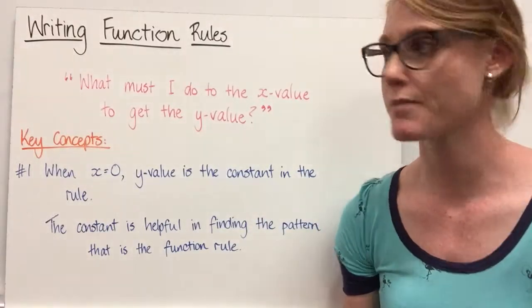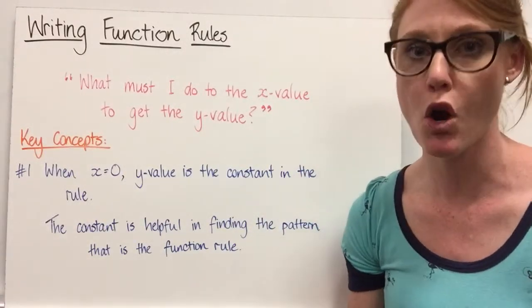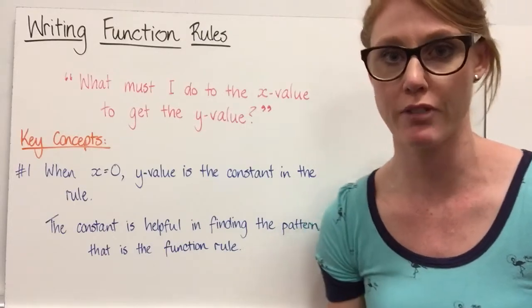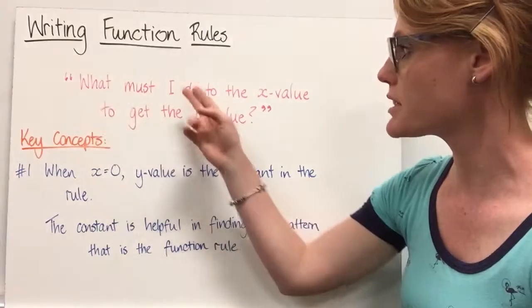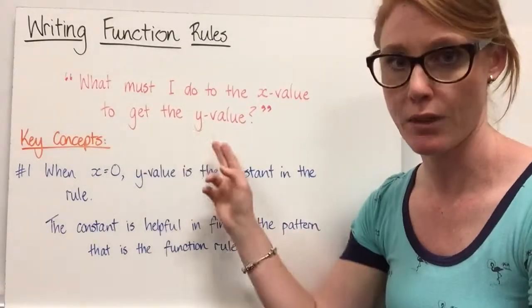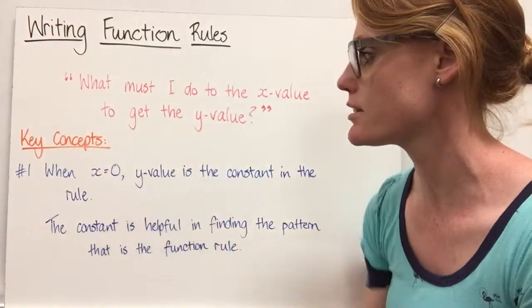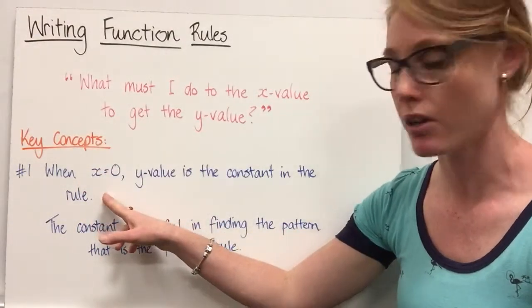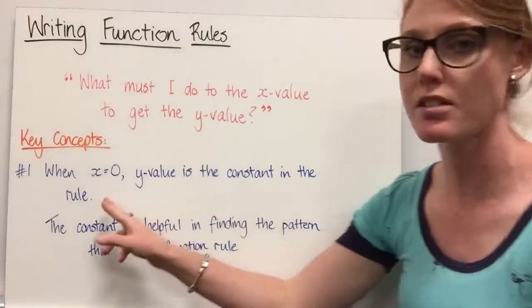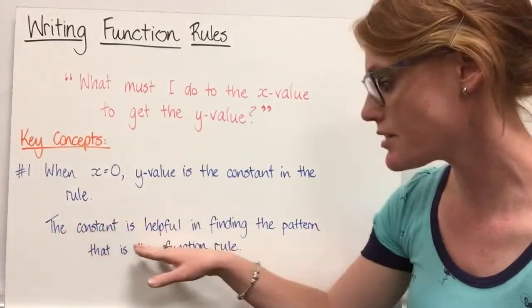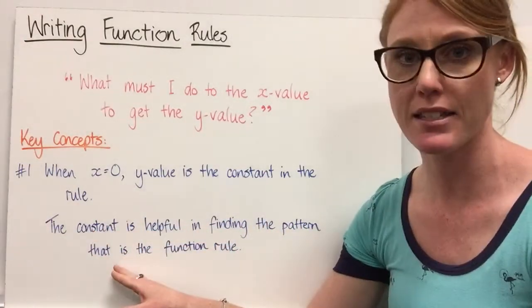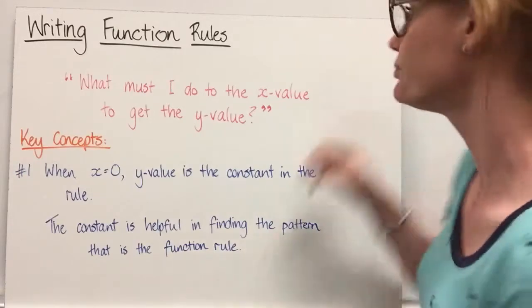Writing function rules. The question that we need to ask ourselves over and over as we are writing function rules is, what must I do to the x value to get the y value? Our key concept: when x equals 0, the y value is the constant in the rule. The constant is helpful in finding the pattern that is the function rule.